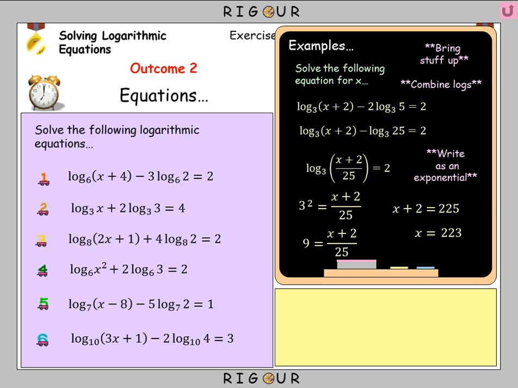Okay, you've unpaused the video, let's go over the answers. So we've got x equals 284, x equals 9, x equals 3 over 2, x equals 2 or minus 2, x equals 232, x equals 5333.